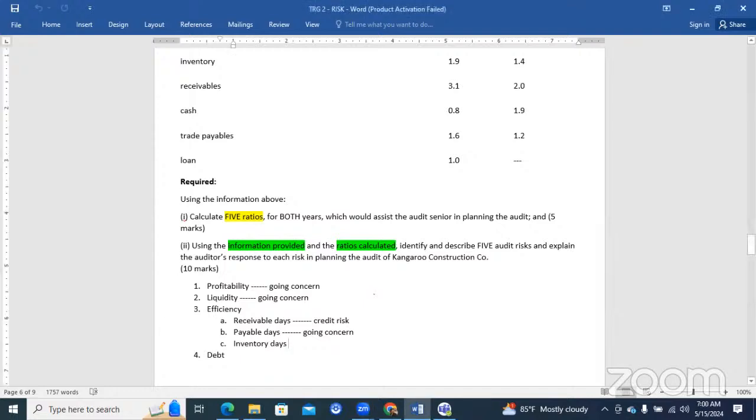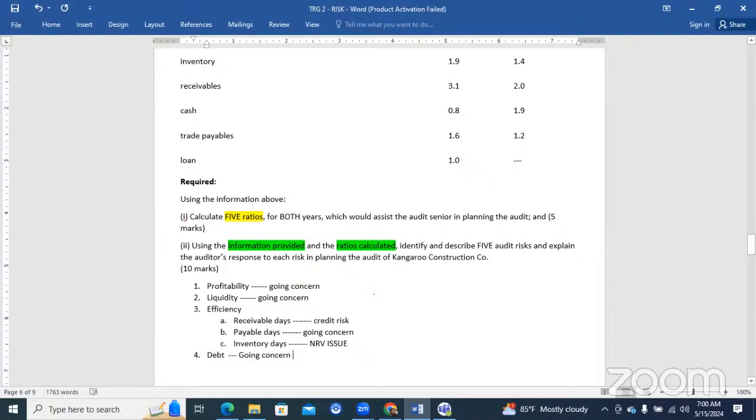Next one is inventory days. If you take inventory days, that is an indicator of an NRV issue: net realizable value lesser than cost. So this relationship you should understand. Again, debt ratios, that is also going concern. So this relationship you should know.